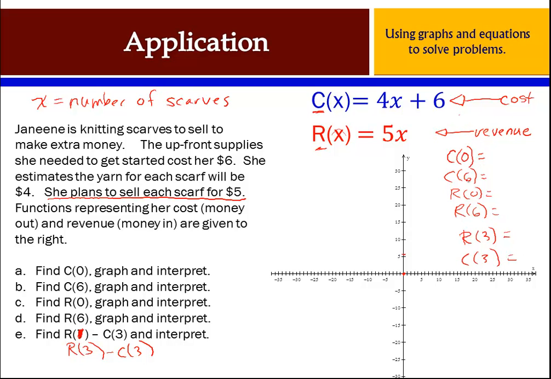So in order to do this function evaluation, you just take the input value, which is X, the number of scarves, put it into the appropriate function, either cost or revenue, do the function rule, which is either 4 times the number of scarves plus 6 or 5 times the number of scarves, and then get your appropriate output values by doing the actual arithmetic.